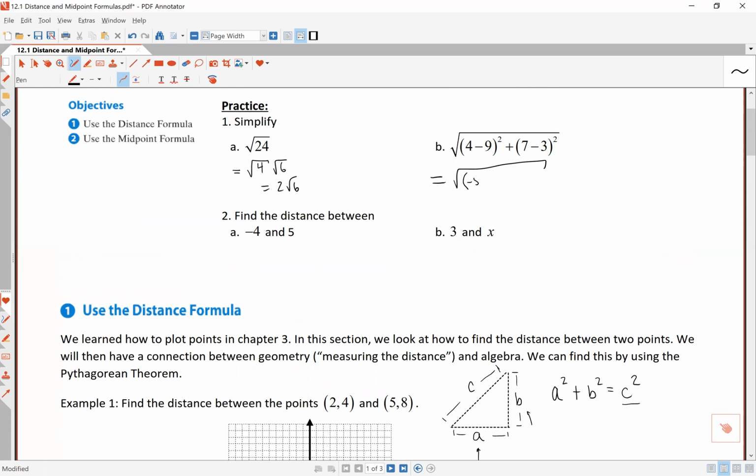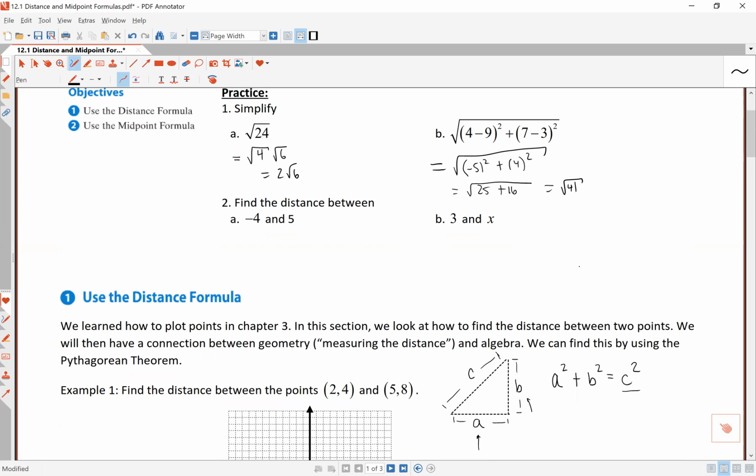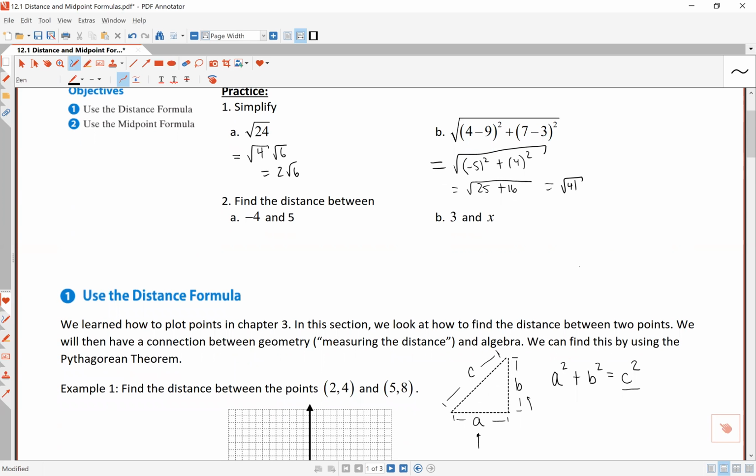4 minus 9 is negative 5, and 7 minus 3 is 4. That's 25 plus 16, which is 41. 41 is prime. It has no perfect square factors, so we leave it that way.